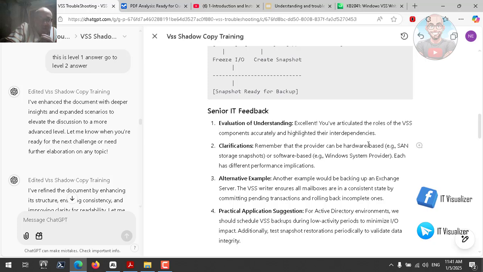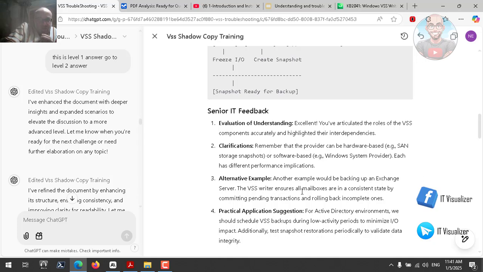Clarification: the provider can be hardware based, like a SAN storage snapshot, or software based, like the Windows System Provider. This we have seen before in the previous videos. Each has different performance implications. Alternative example: another example would be backing up Exchange Server.